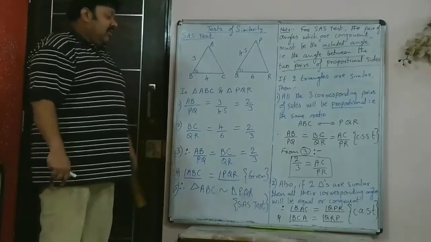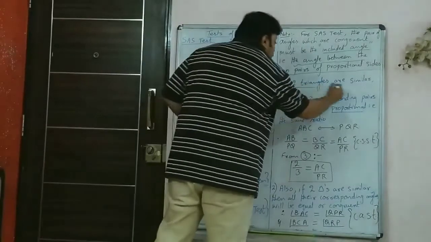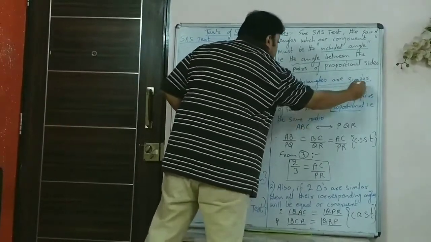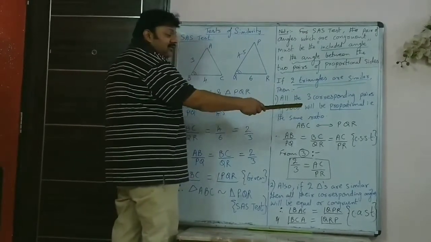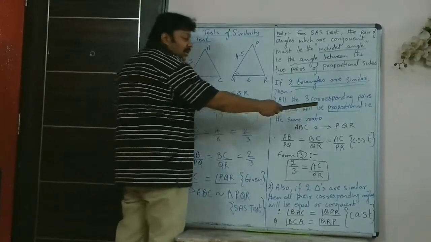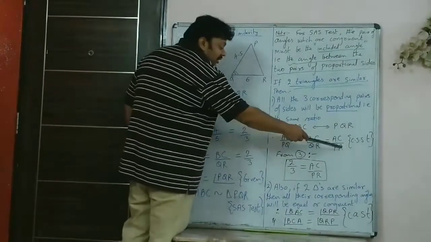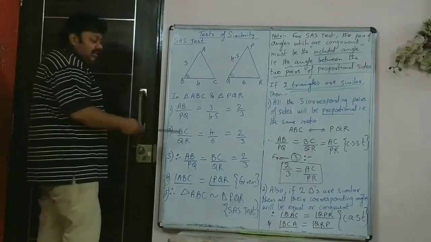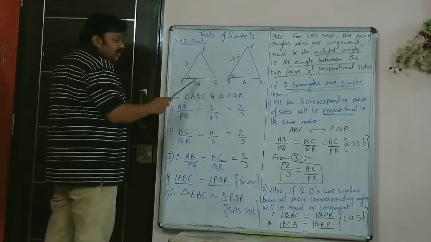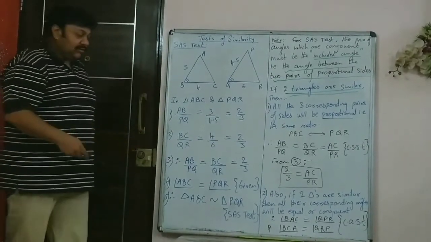Also, if two triangles are similar, two things are possible. One is that all three pairs of corresponding sides will be proportional in the same ratio. So you got all three pairs of sides with the same ratio, 2:3. How did you get 2:3? From what data is given. From that you figured out the ratio is 2:3.